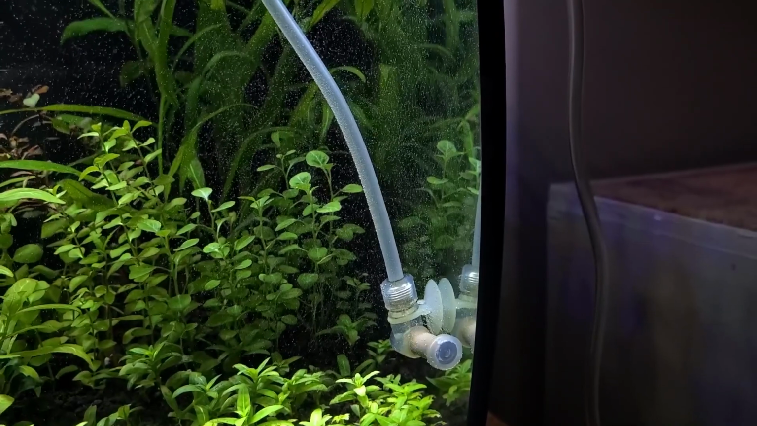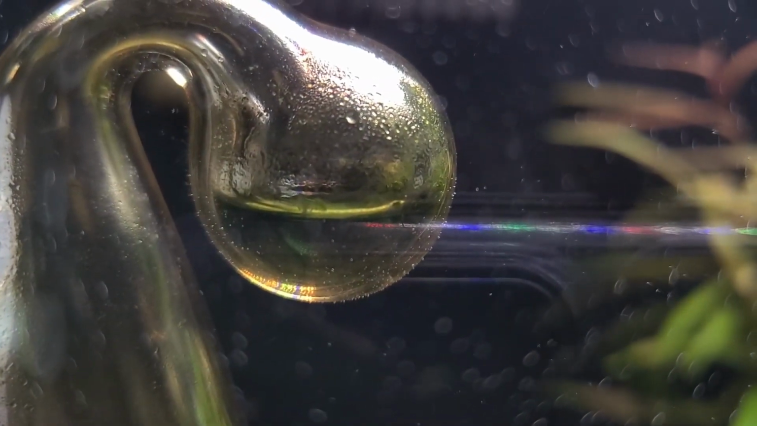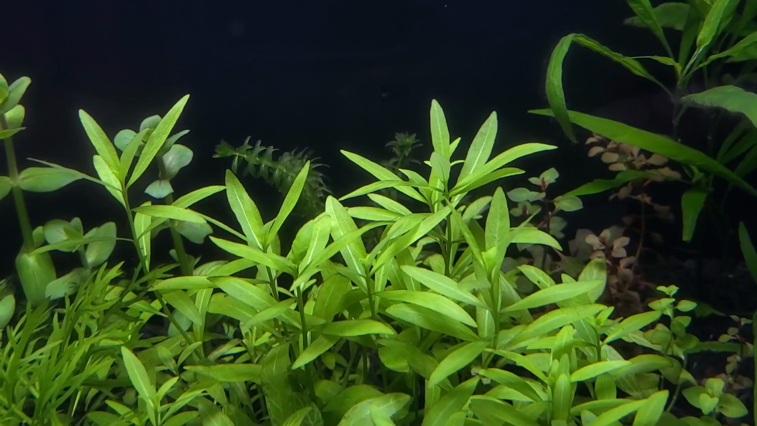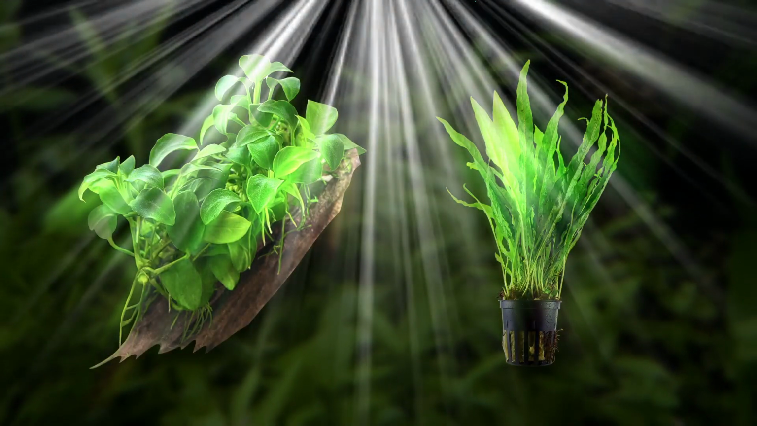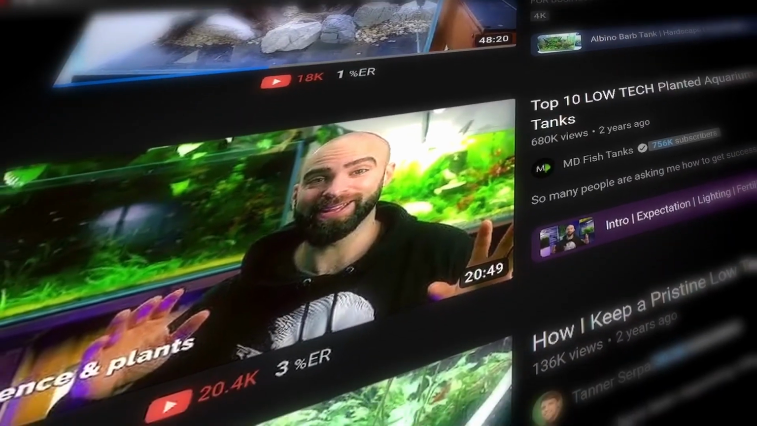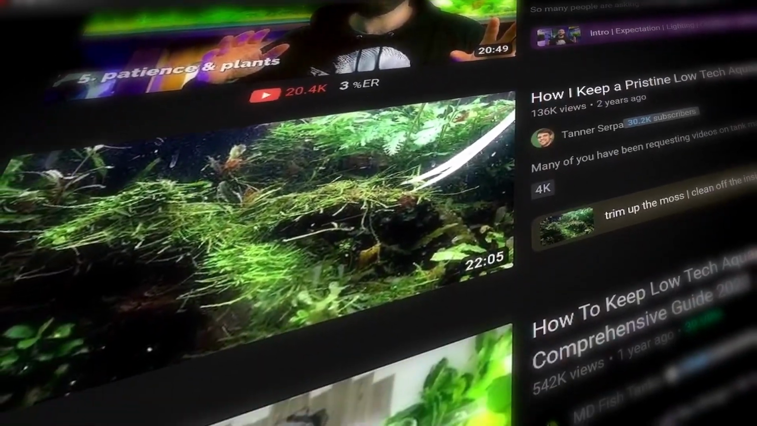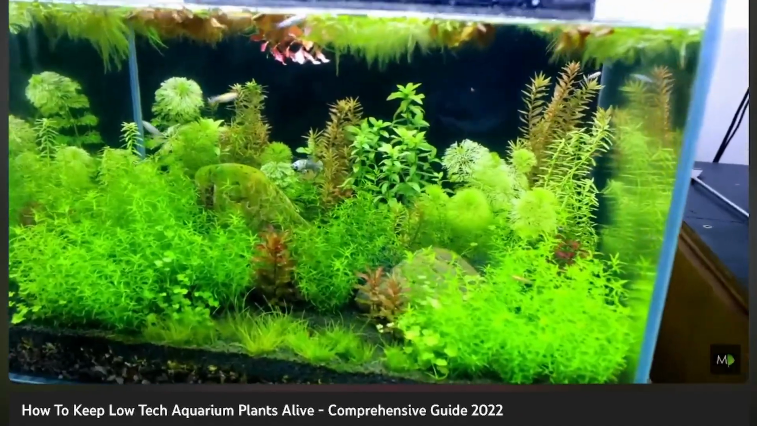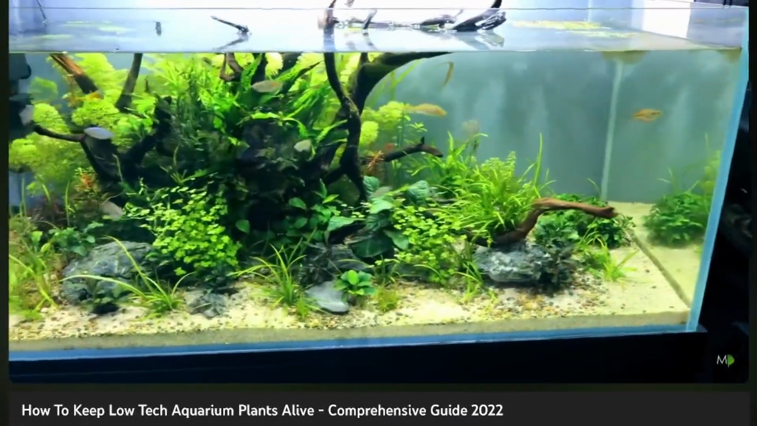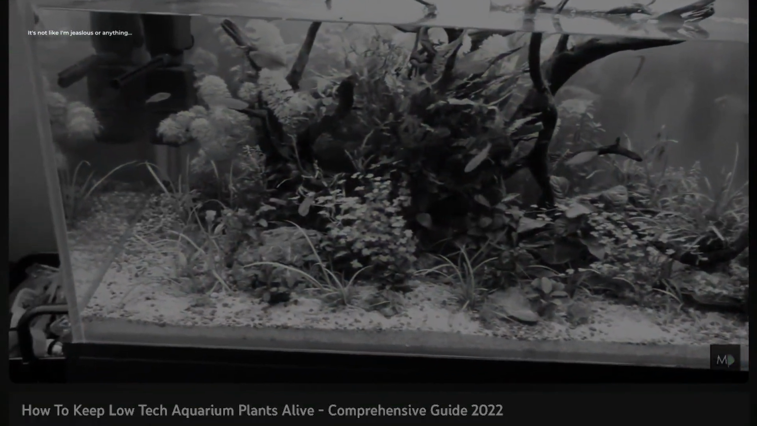While CO2 injection is a popular method for promoting plant growth in aquariums, it's not the only option. Many hobbyists opt for low-tech plants like Anubias and Java Fern that don't require high levels of CO2. There are a multitude of videos on YouTube from amazing channels such as MD Fish Tanks, George Farmer, and Green Aqua, just to name a few, that go over the exact methods of how to set up a beautiful low-tech aquarium better than I can. Not like I'm jealous or anything.